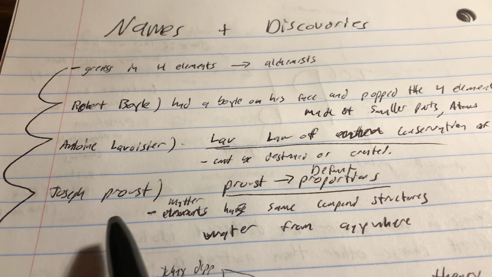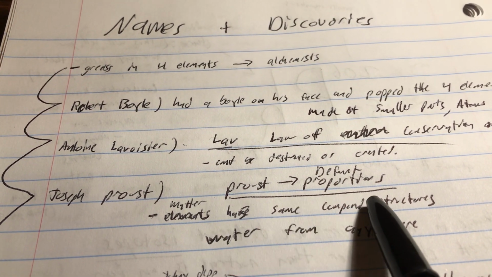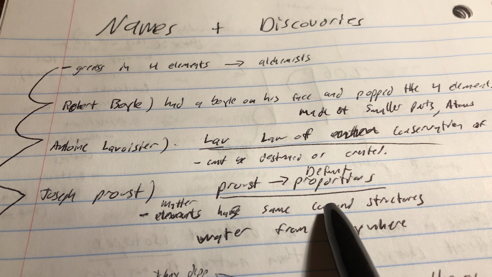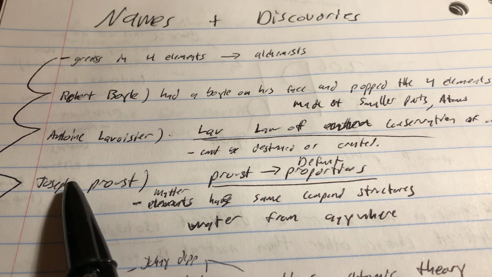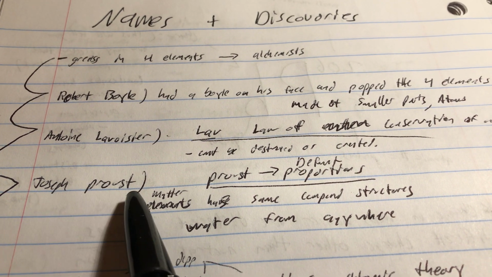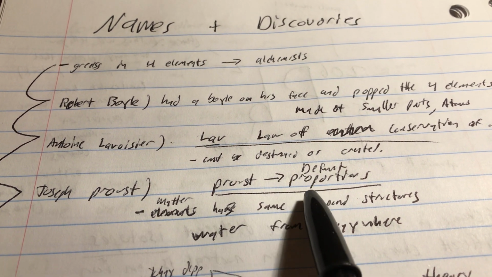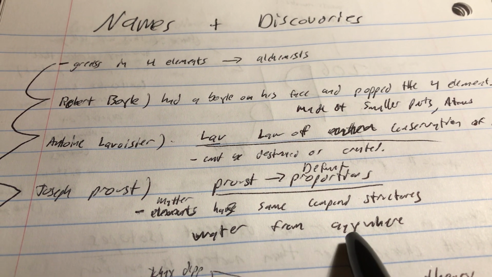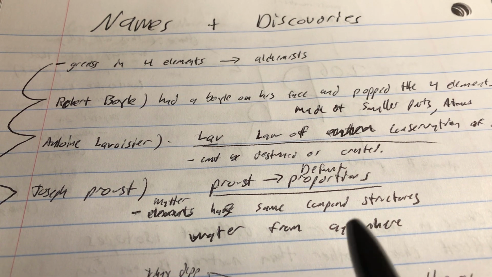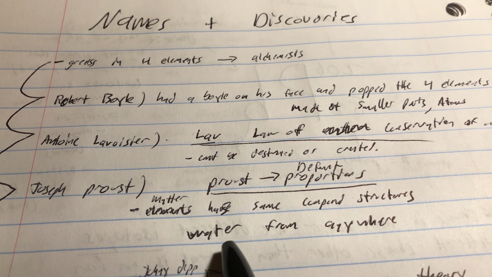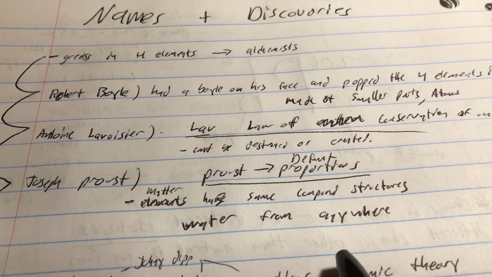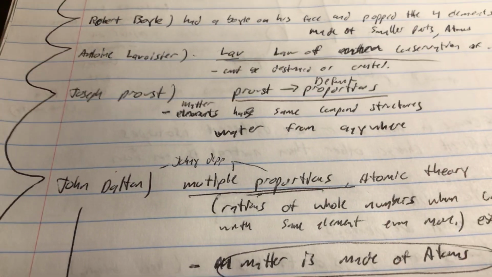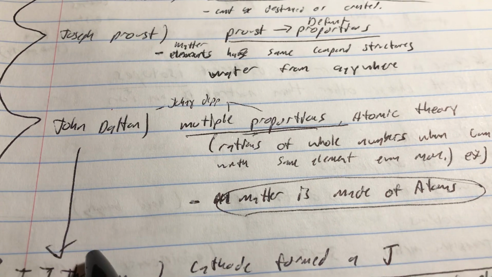Then came around Joseph Proust for proportion, Proust proportion, and he came up with definite proportion. I guess you can think about Joseph was definitely a prophet, and Proust is a proportion, so you have a definite proportion. Matter has the same compounds and structures from anywhere. So, like, he took water from anywhere, and he discovered that there's always the same proportion of hydrogen and oxygen in water.